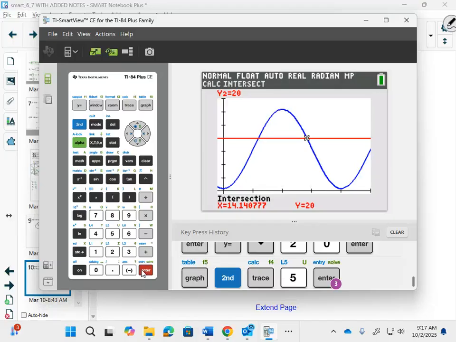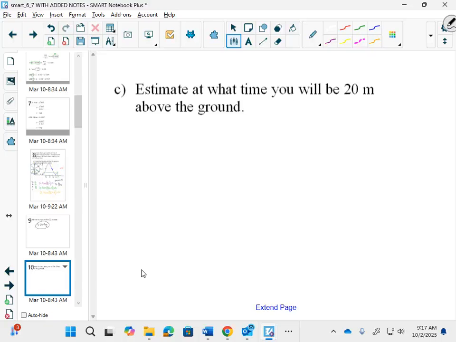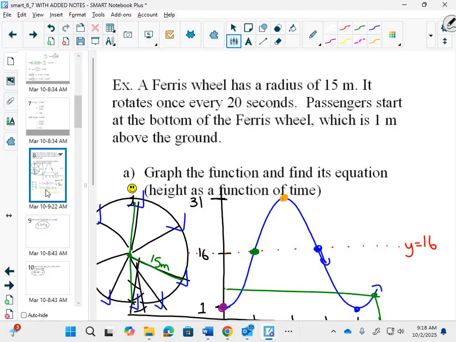3 decimal places, 14.141. And units would be seconds. If I say this is approximately 14 seconds, okay? So here was 20. I'll draw a green line for 20. And we're saying that this point is approximately 14 seconds.